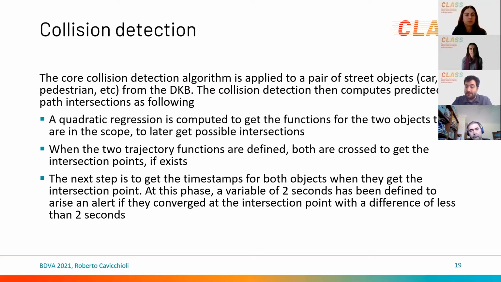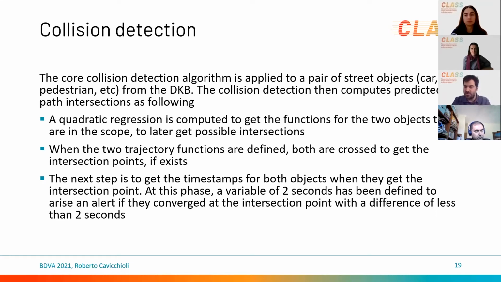And then when we have the trajectory prediction for all the objects that we have in our data knowledge base, we are able to predict if there could be a collision between two objects. The collision detection is applied to each pair of street objects that we have, let's say car, pedestrian, bicycle, buses, and so on. And the collision detection then computes the predicted path intersection. A quadratic regression is computed to get the functions for the two objects that are in scope, to be able to get the possible intersection that we have in the future.